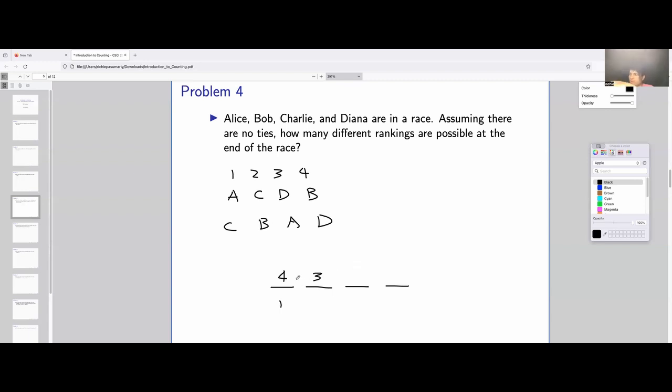Okay, so the first 2 people, we already know where they rank in the race. So now we can see that for the third rank, there are only 2 people to choose from. And finally, there's only 1 person. So the number of different ways is 4 times 3 times 2 times 1, which is 4 factorial. That's the symbol for it. But if you actually multiply those out, you get 24.